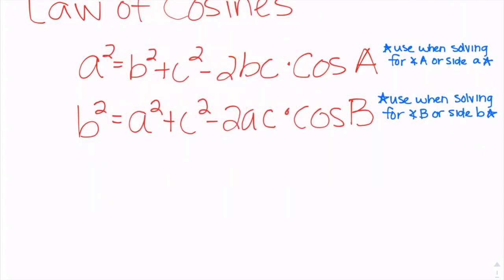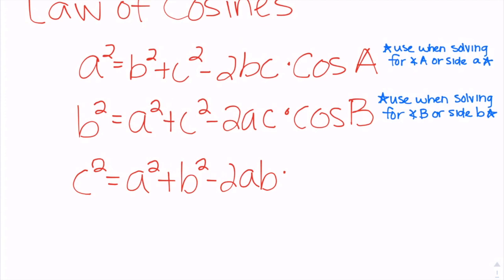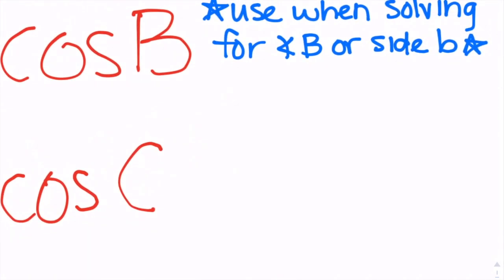And then the third and final form of this formula is as follows. c squared equals a squared plus b squared minus 2ab times the cosine of angle C. And you'll use this formula when you're solving for angle C or side C.